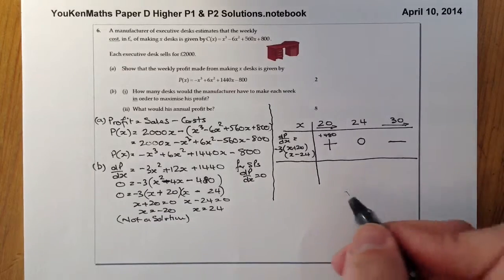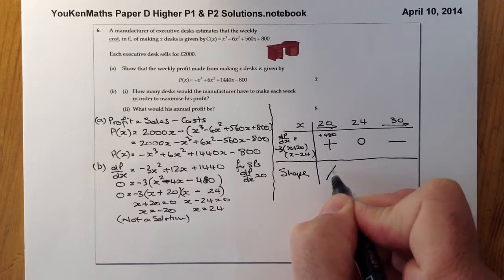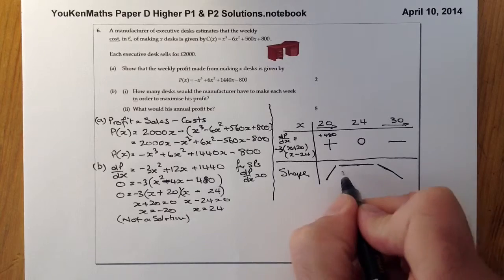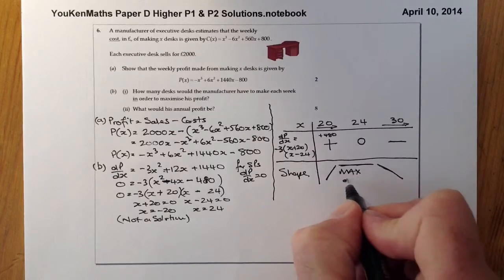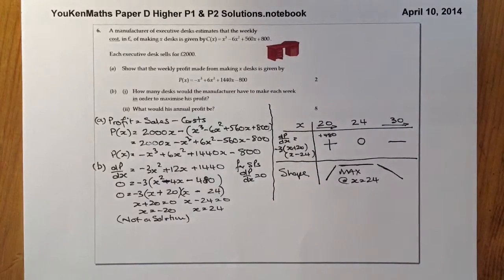Okay, so the shape of the graph is going to be positive, it's going to be flat, and it's going to be negative. So that there's a maximum at x equals 24. Okay, and that's that part more or less complete.